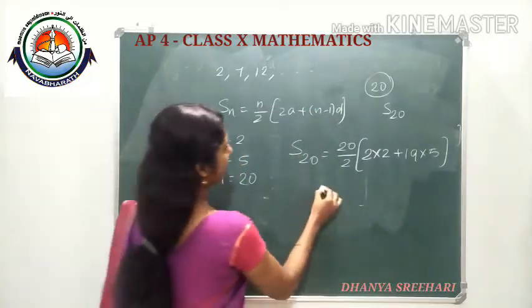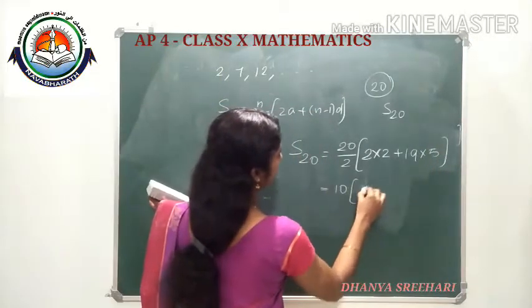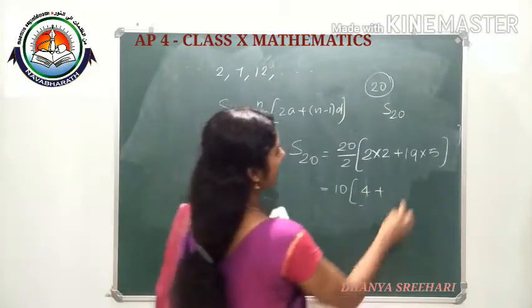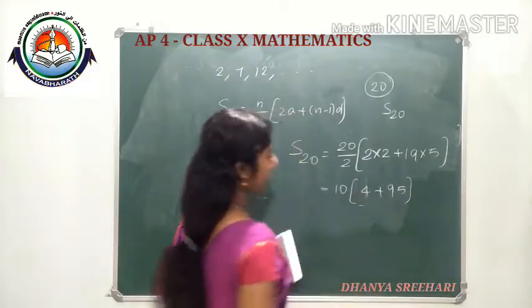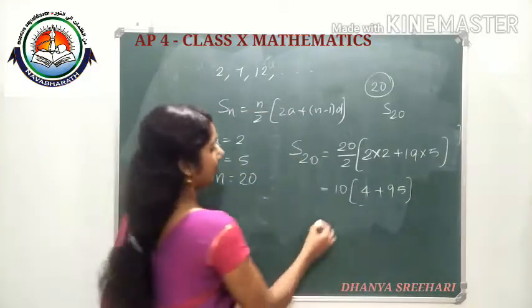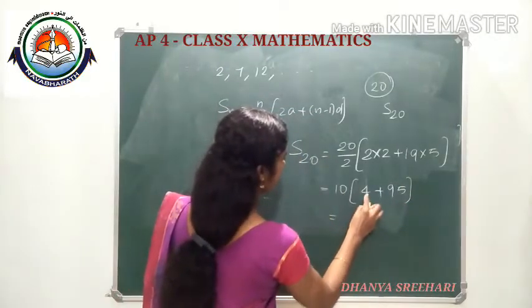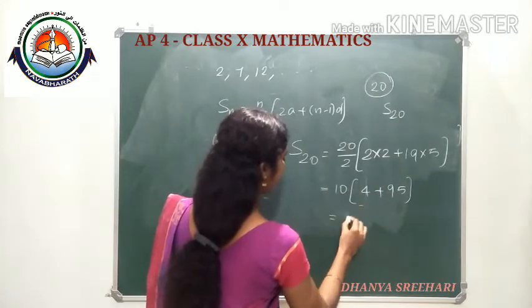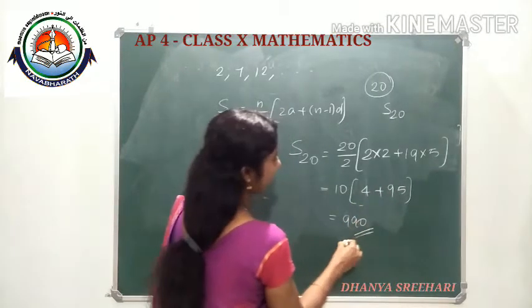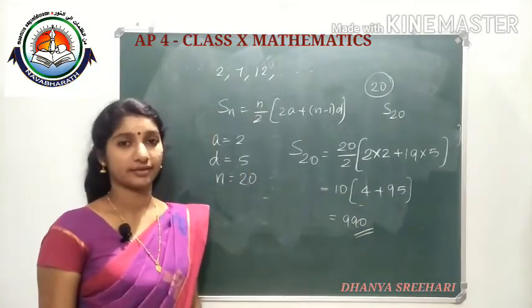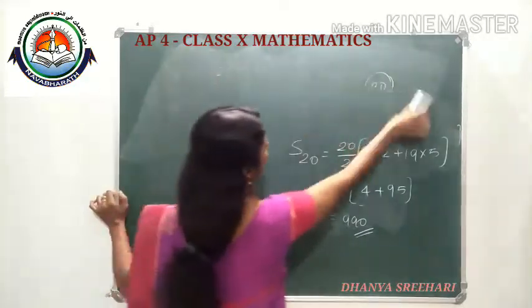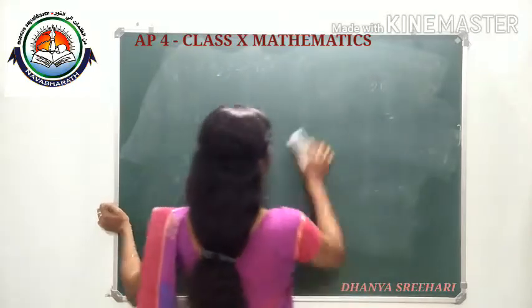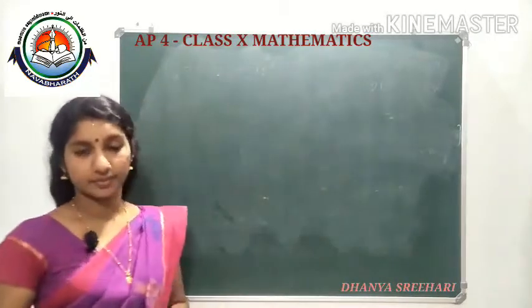Then we are getting 10 into 4 plus 19 into 5. 19 fives are 95. So we are getting 95 plus 4, 99, into 10, 990. We are getting the answer 990. This is one question which is directly asking to find the sum of 20 terms.